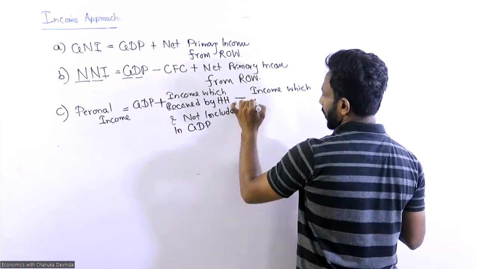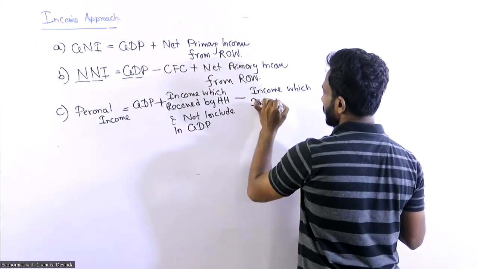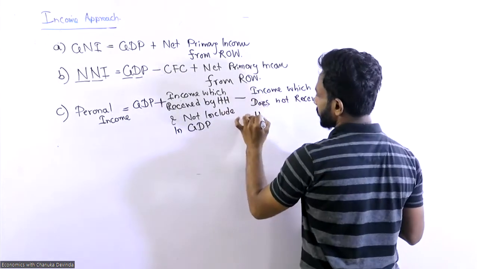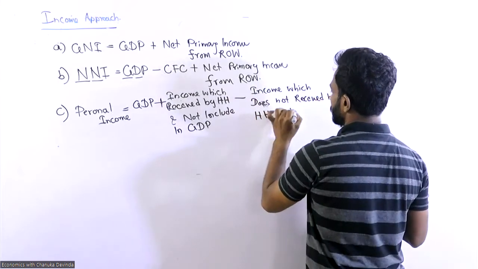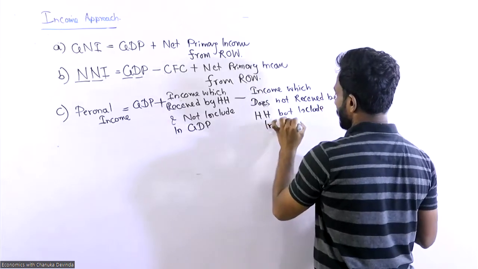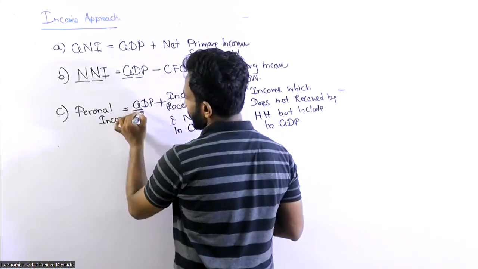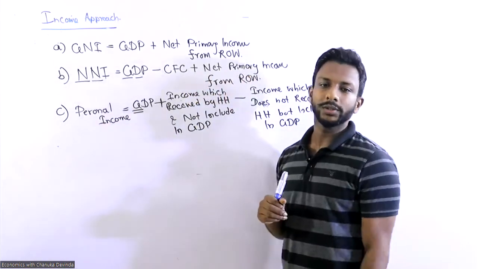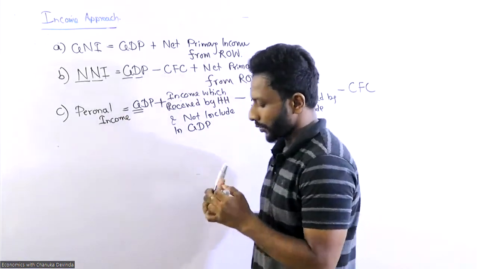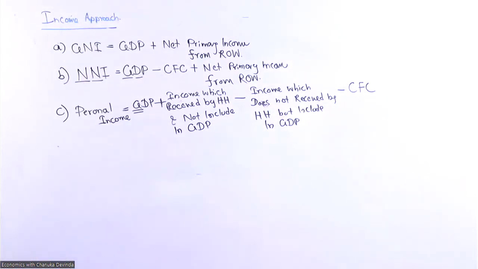and minus income which does not get received by household but is included in GDP, minus one more thing. Here gross and personal income does not include consumption of fixed capital. So here CFC. Write down those things and I'll explain one more.